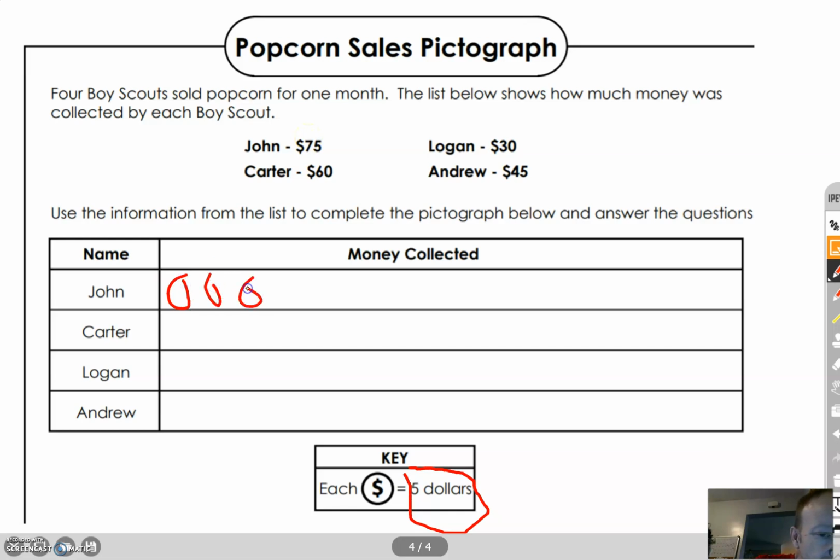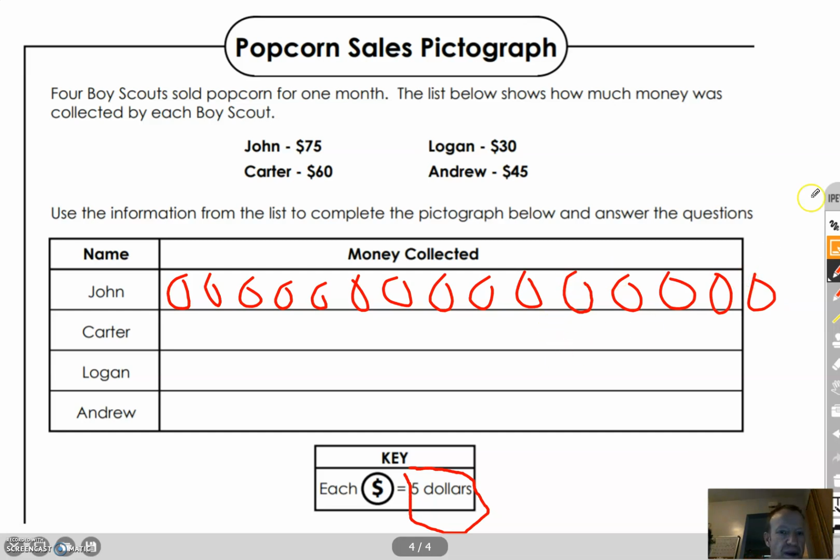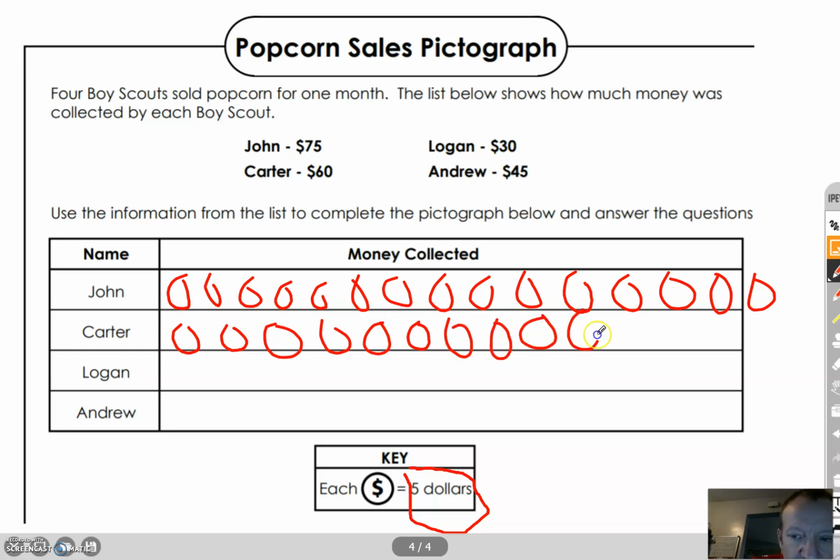5, 10, 15, 20, 25, 30, 35, 40, 45, 50, 55, 60, 65, 70, 75. Okay, Carter has 60. 5, 10, 15, 20, 25, 30, 35, 40, 45, 50, 55, 60. Logan has 30. 5, 10, 15, 20, 25, 30.